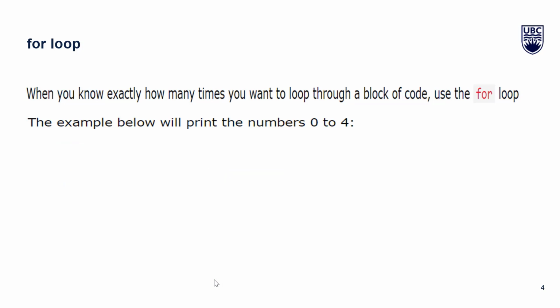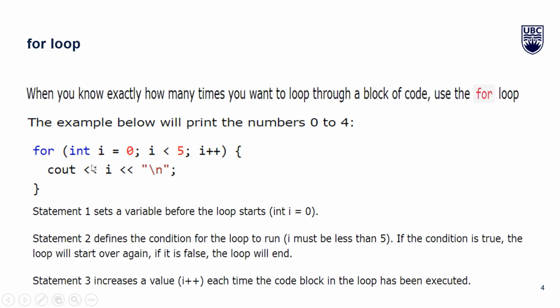For example, we want to print the numbers from 0 to 4. So we now know the number of repetitions of our block of code. We want to print from 0 to 4, so we will repeat our code 5 times. How can we do it? Sure, we can do it using the for loop as shown in this example.